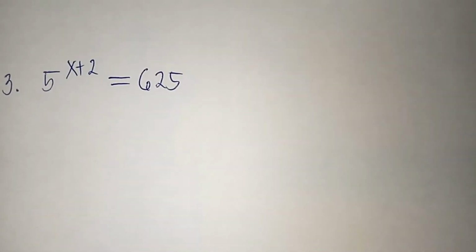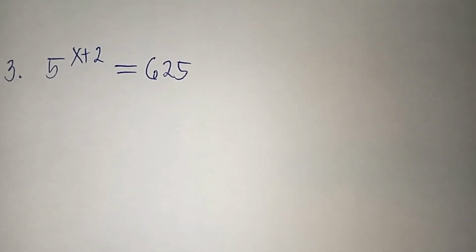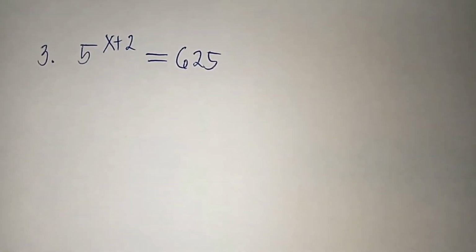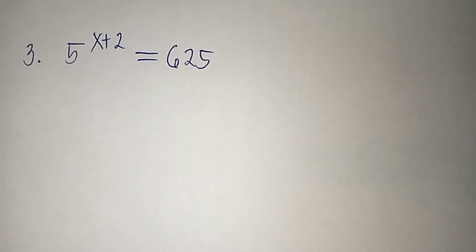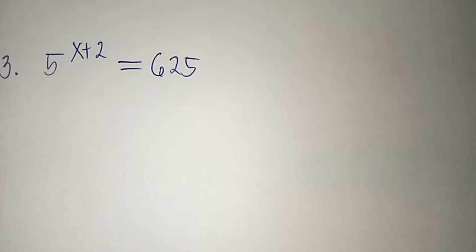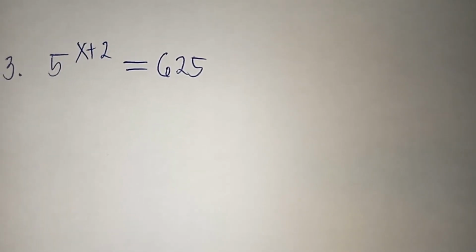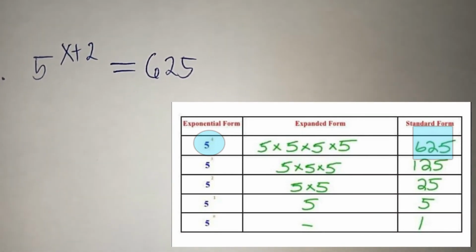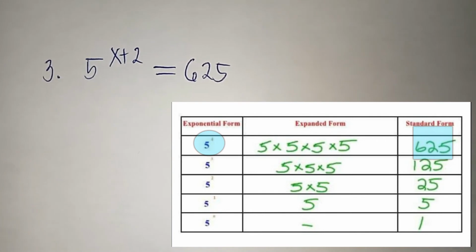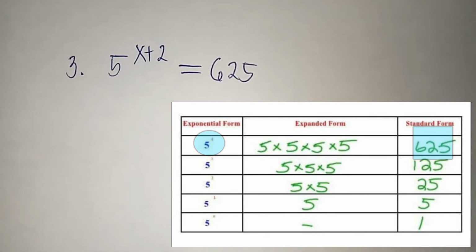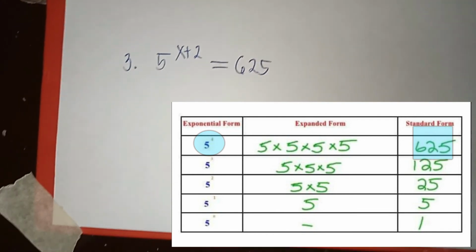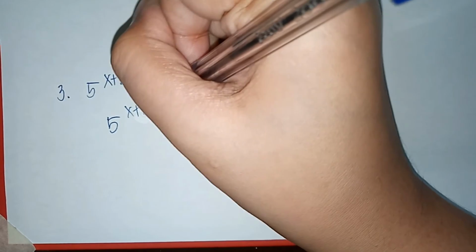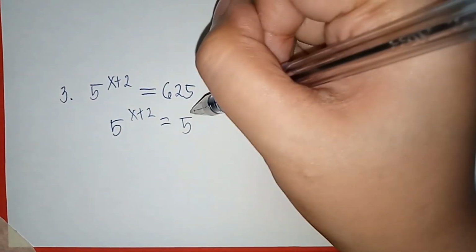The next example, we have 5 raised to x plus 2 is equal to 625. So, you can see, binomial naman ng ating exponent. Paano po kaya yan? So, again, dapat pareho po ang bases. Sa 625, pwede po kaya siya mag-base sa 5? Ang maging base niya ay 5? Yes po. And that would be 5 raised to 4. Kasi 5 times 5 is 25, times 5 is 125, times 5 is 625. We have 5 raised to x plus 2 is equal to 5 raised to 4.